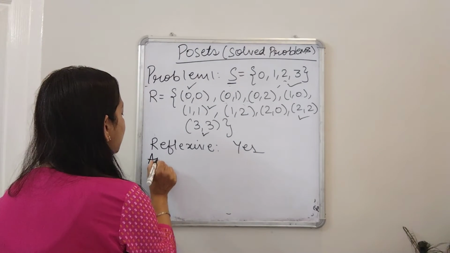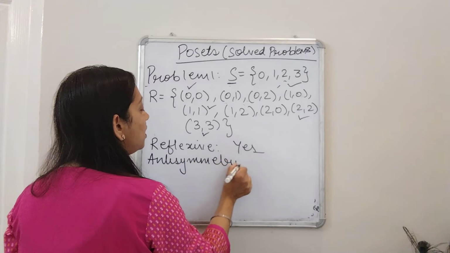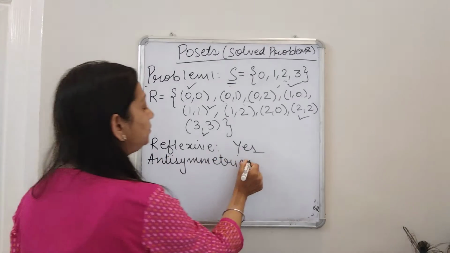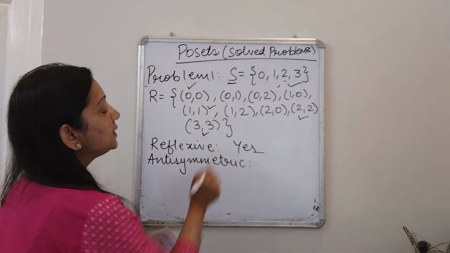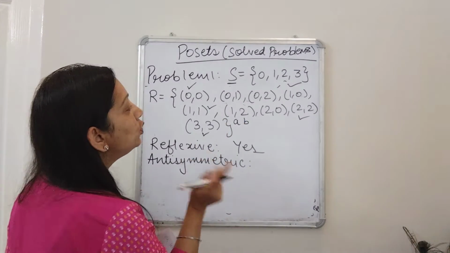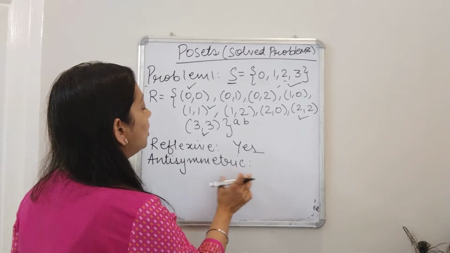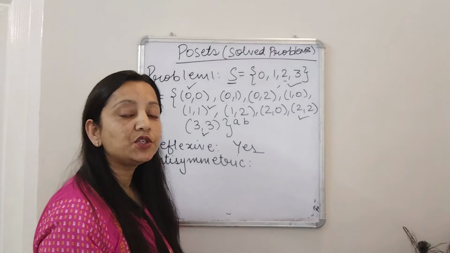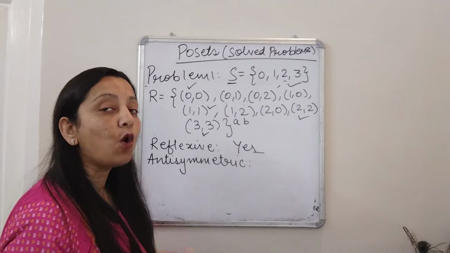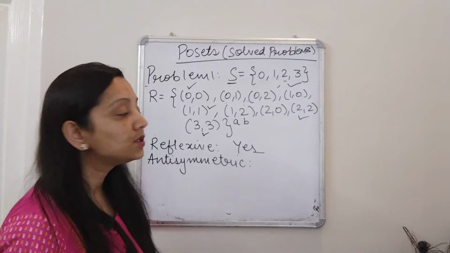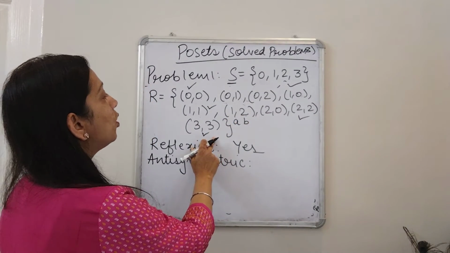Then I will check if it is antisymmetric. Now to be antisymmetric, if AB exists, then BA will exist only if A equals B. So that means the opposite of AB, BA, must not exist in other words. So if I say (1, 2) is AB, then is (2, 1) here? No, (2, 1) is not here.